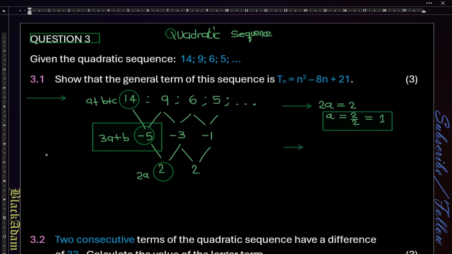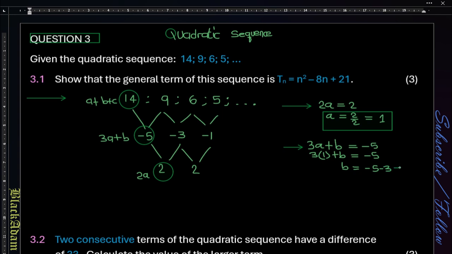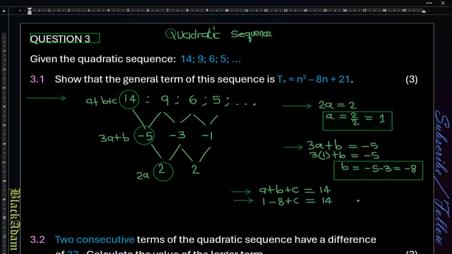And then we have 3a plus b, which is going to be negative 5. a is 1, and solving for b is going to be negative 5 minus 3, which is negative 8. Then a plus b plus c is going to be 14, where a is 1 and b is negative 8, plus c is equal to 14, and c is going to be 21. So that's our value for c.